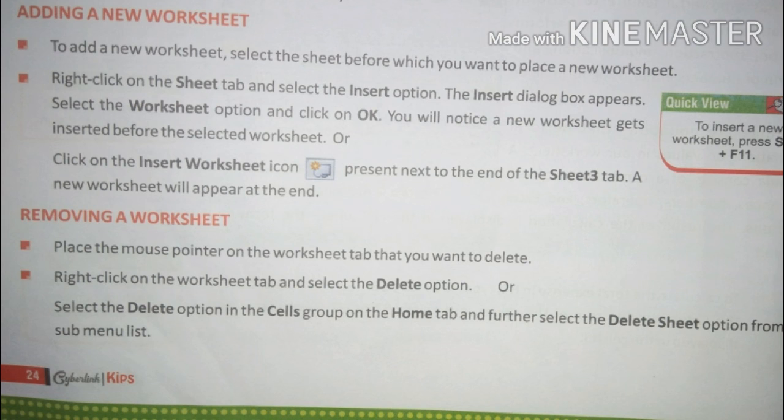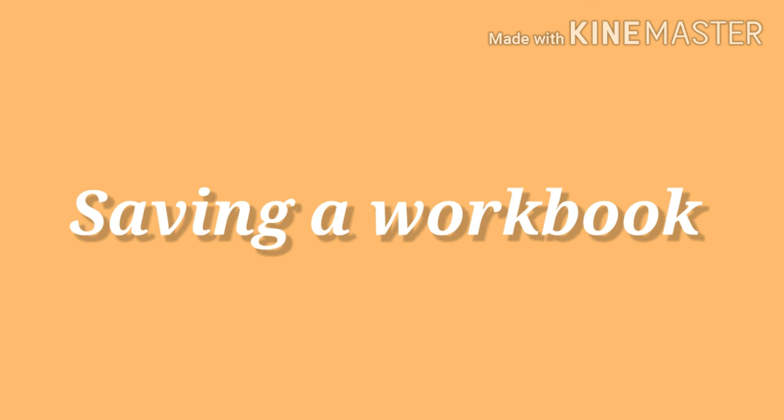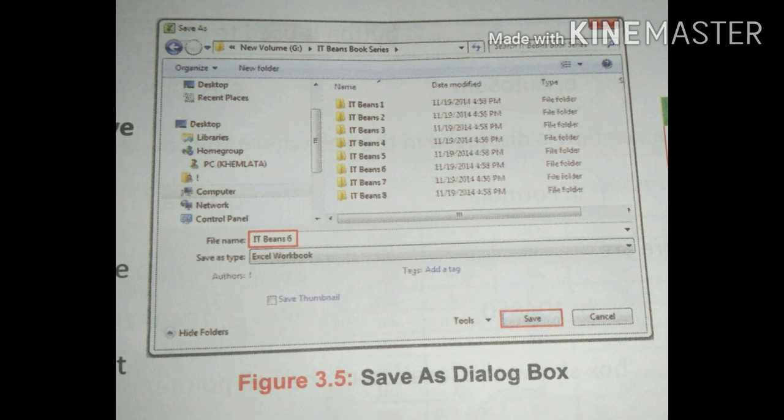After doing everything, we need to save a workbook. To save a workbook, click on the file tab, select the save option. The save as dialog box will appear. Then select the drive and folder where we want to save the workbook. Type the title name in the file name text box. Click on the save button.